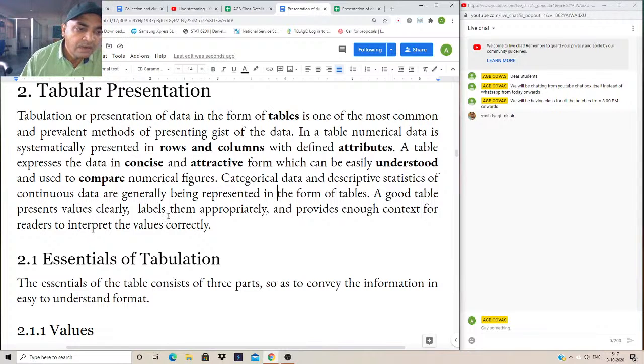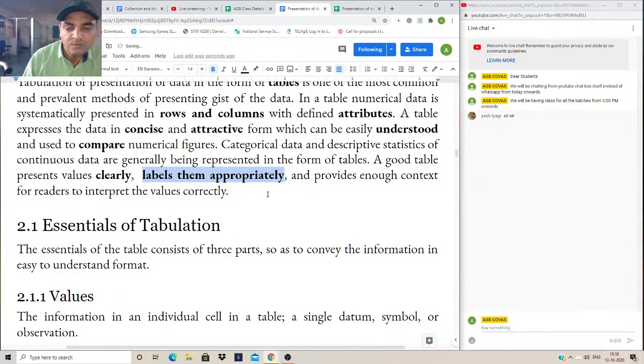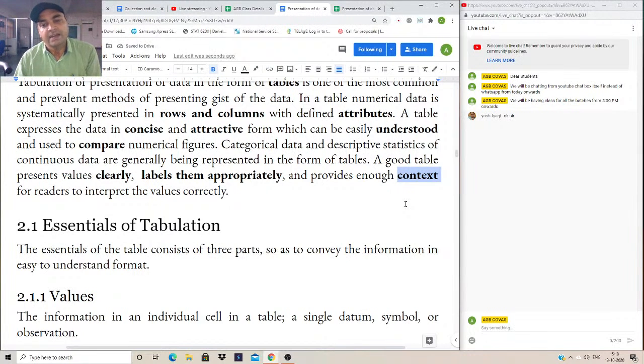And a good table presents values clearly. What are the properties of a good table? It presents the values clearly, labels them appropriately, that is, what the values mean, the attributes, and provides enough context for the reader to interpret the values correctly. So in a good table you will be able to see the values clearly, they have been labeled well, and enough context has been provided so that you can interpret those values, that this table is signifying this data and what information is received.